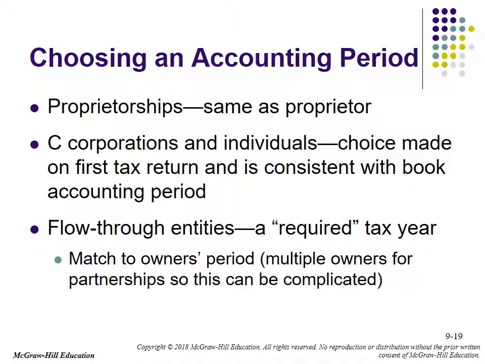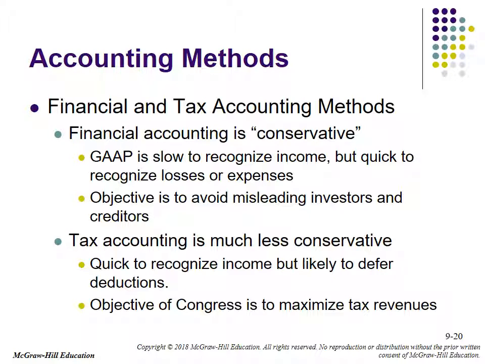A proprietorship is a proprietor. C corporations and individuals make a choice on their first tax return, and they stay consistent with how they will look and complete their accounting year. Okay, flow-through entities have a required tax year. They have to match theirs. So partnerships and S corporations generally have to have the same tax year as their owners.